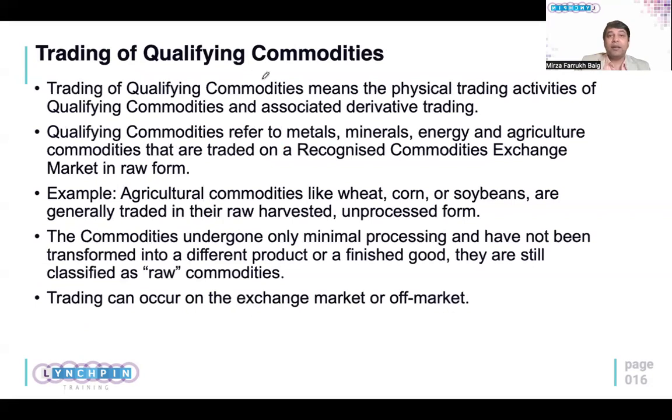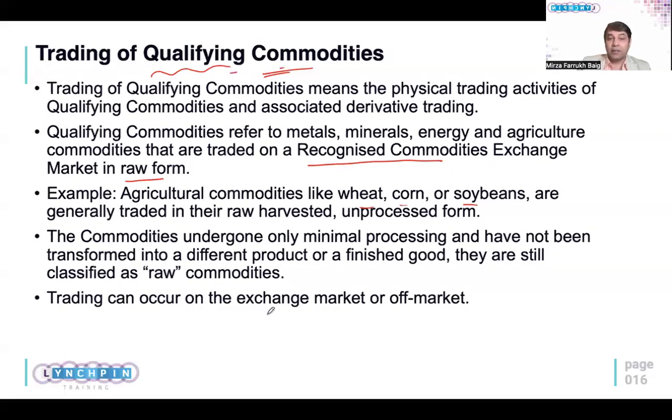Next is if I'm dealing in commodities. There's a caveat: it could only be qualifying commodities. The qualifying commodities are those which are traded on a recognized exchange and traded in raw form. Very important. For example, agriculture commodities, which could be wheat, corn, soya, which are traded on the exchange, would be considered qualifying commodities here.